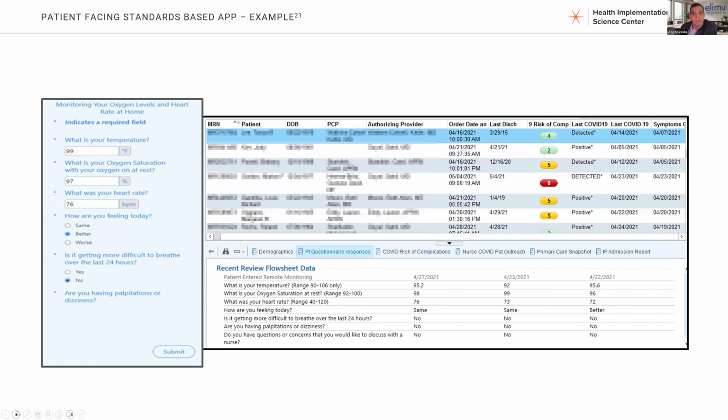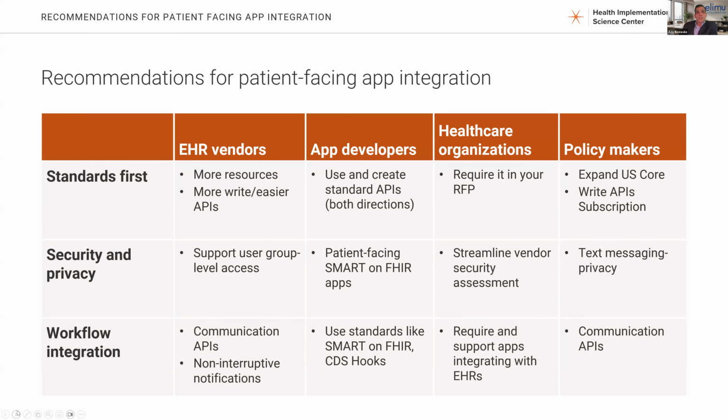Next slide, please. Thank you. I'd like to end with some recommendations, for different constituencies here. So for EHR vendors, it's really providing more support for standards, more FHIR resources, and the ability to write data back into the EHR, because that's what the clinicians keep asking us for, right? From a security perspective, just being able to handle group level access rather than individual level. I can elaborate on that later if someone wants to know more about it. Being able to notify clinicians, and that's where those FHIR communication APIs come in, and support more non-interruptive notifications just for better workflow.